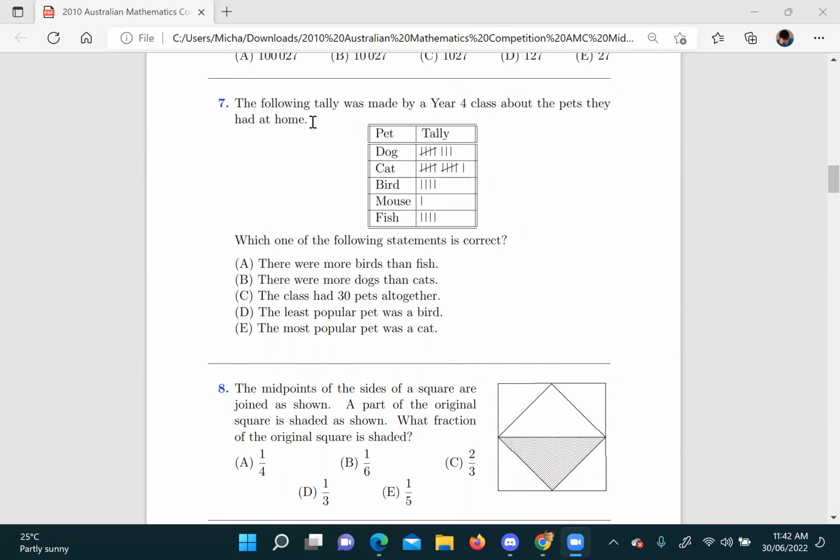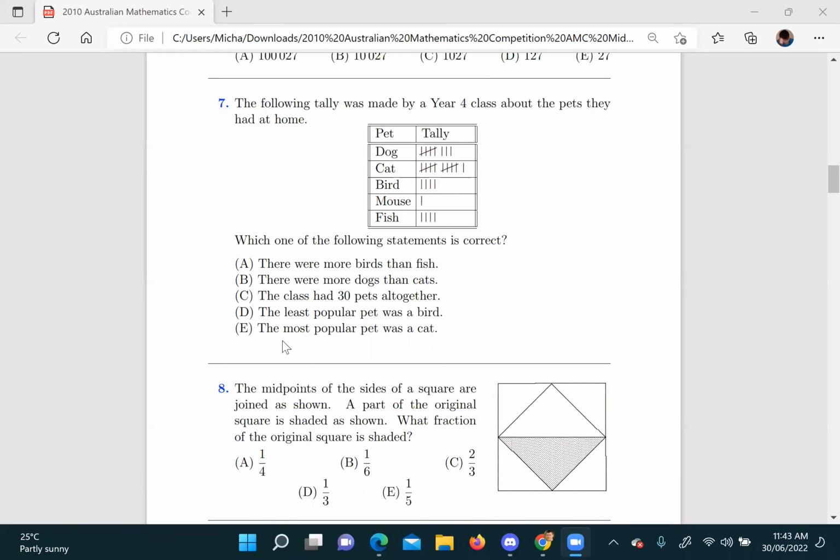Okay, so the following tally was made by a year 4 class about the pets they had at home, yeah? That's pretty basic tally. So actually, I don't know. Knowing what a tally is isn't always what everyone knows, but you learn tallies at some point. So that means 5, yeah? I learned tallies at year 1. Which one of the following statements is correct?